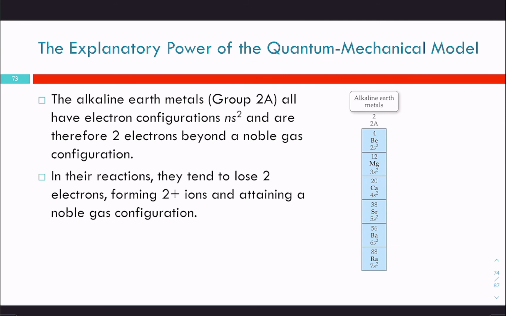So group 1 is the most reactive. Group 2 is the second most reactive. Group 3 is even less reactive.